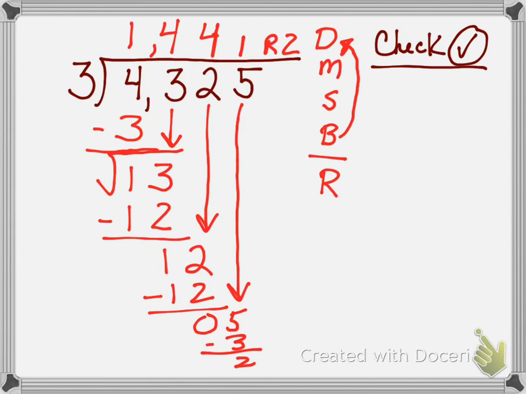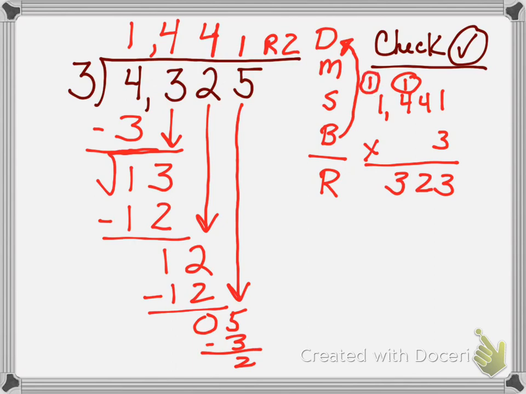So we take our outside number, we take 1,441, and we multiply it with the other outside number, because we want to make sure that we're getting this number inside the division house. So we do 1,441 multiplied by 3. Hopefully remember how to multiply. 1 times 3 is 3. 4 times 3 is 12. Put the 2, carry the 1. 4 times 3 is 12, plus the 1 is 13. Carry the 1. 1 times 3 is 3, plus 1 is 4.